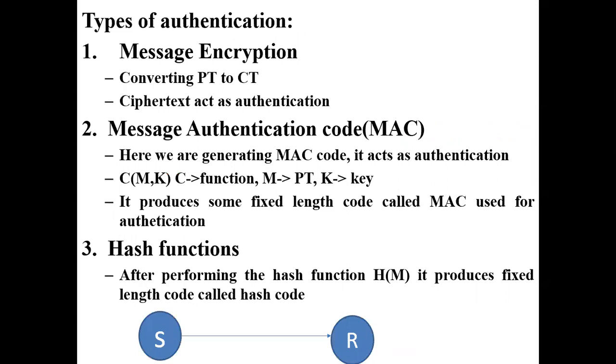See, there are types of authentication. There are three types: message encryption, message authentication code called MAC, and hash functions. So these are the three types of authentication. I told you, what is authentication? We need to identify the identity. That is the authentication process. Now we will discuss message encryption, message authentication code, and hash functions.